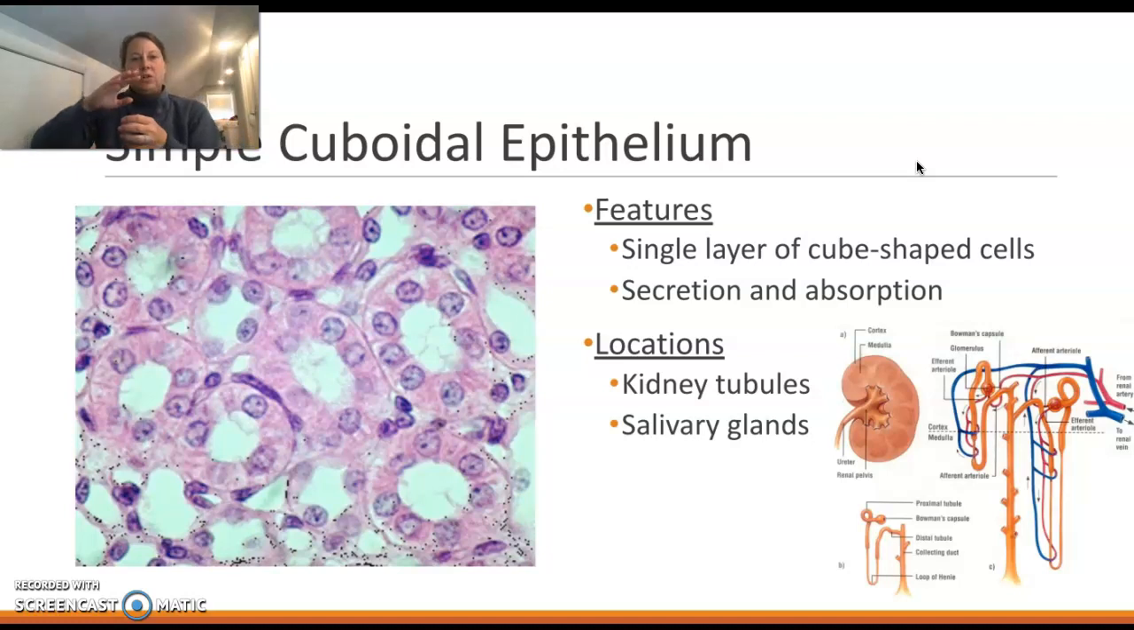If we imagine a tube or like a straw and we cut through it, the picture there is showing us basically a lot of tubules that are cut in cross section. So simple cuboidal, the thing to know about that is they make up our kidney tubules and allow for secretion and absorption.